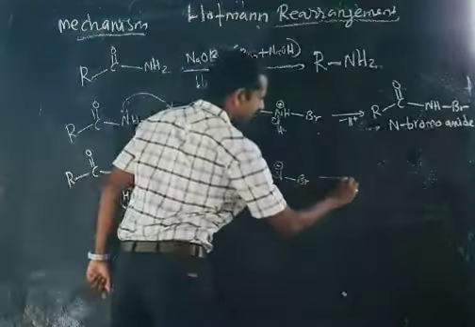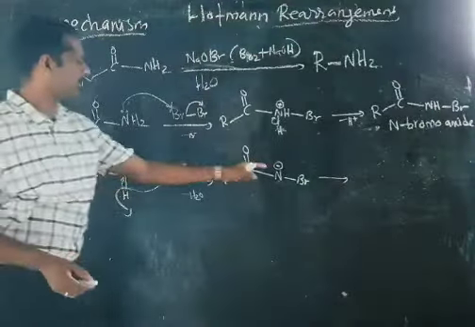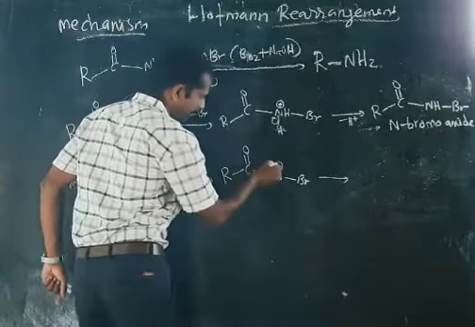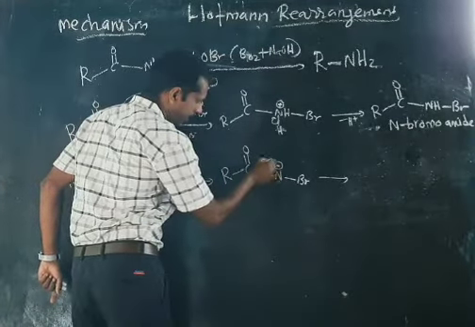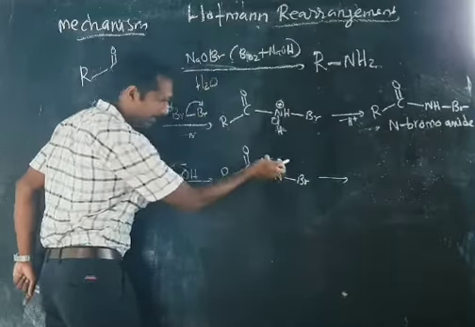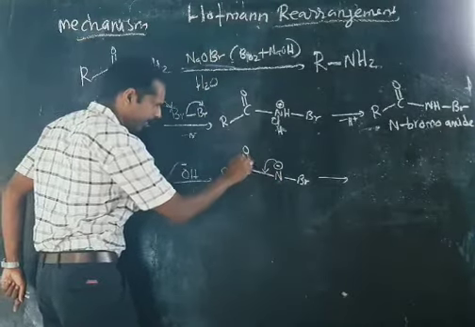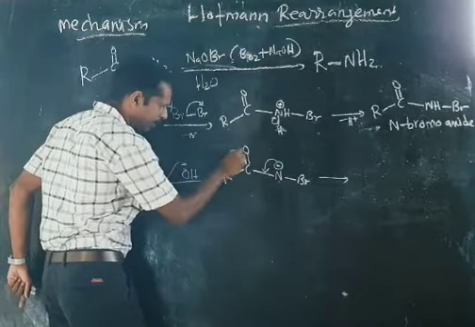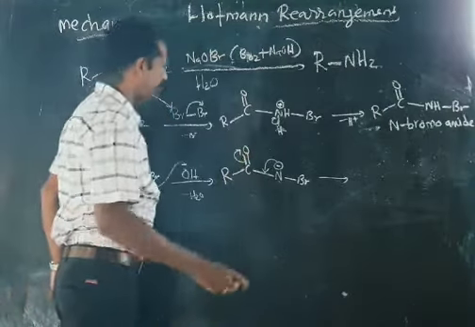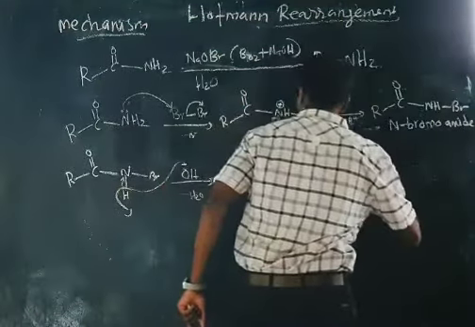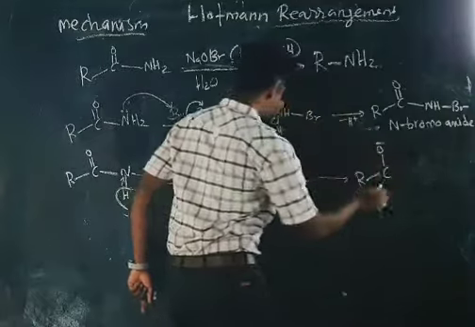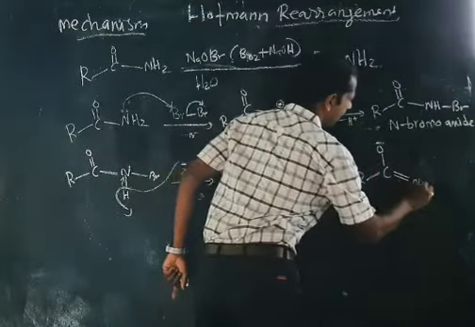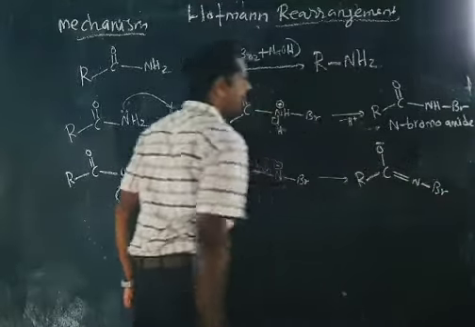Now in the next step, this is very clear. You can see the resonance stabilization. This negative charge is shifting to here, and simultaneously this bond is moving to oxygen, and we get RCO minus, double bond N Br.